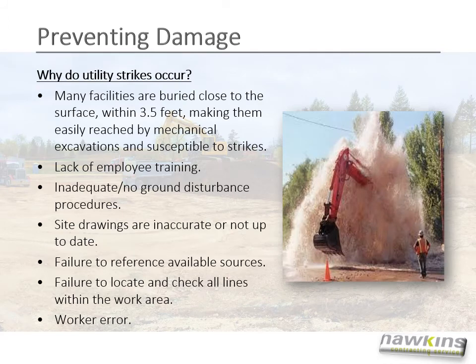To prevent damage to utilities, we need to understand why utility strikes occur. First off, many facilities are buried close to the surface, within 3.5 feet, making them easily reached by mechanical excavations and susceptible to strikes. Other conditions that are an issue are lack of employee training, inadequate or no ground disturbance procedures, site drawings that are inaccurate or not up to date, failure to reference available sources, and failure to locate and check all lines within the work area. Outside of these conditions, worker error is also an issue.